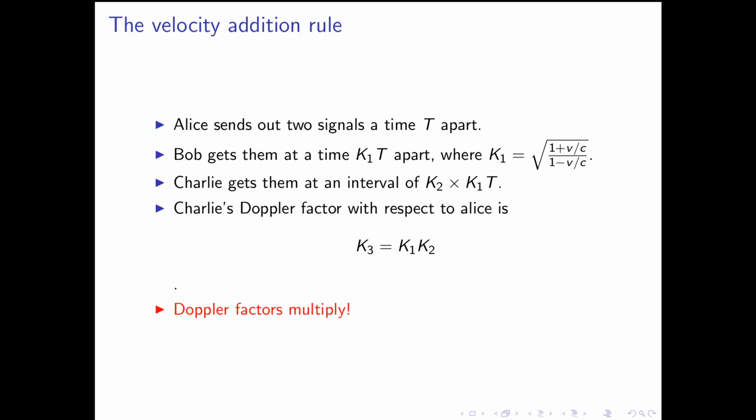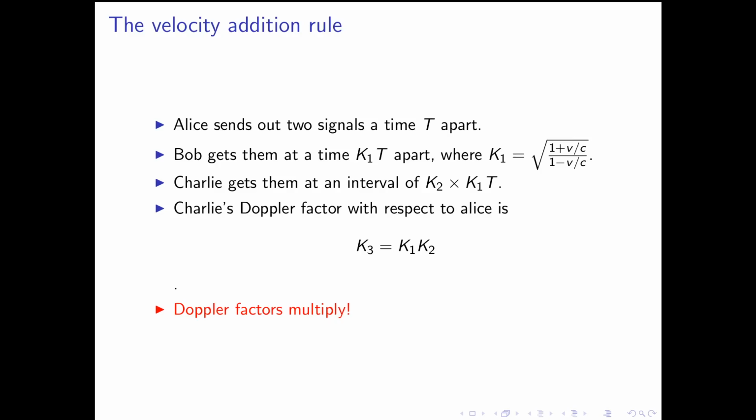But now that we have this result that Doppler factors multiply, we can use that to figure out exactly what the combination rule is for velocities. To see that, all you have to do is replace K3, the Doppler factor of Charlie with respect to Alice, by square root of (1 plus W/C) by (1 minus W/C).